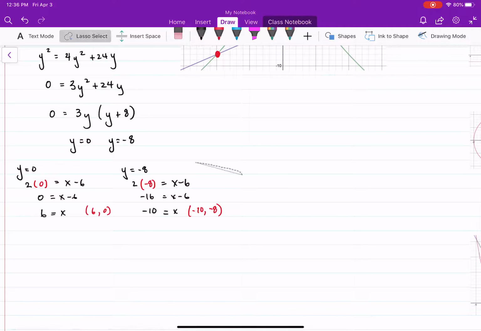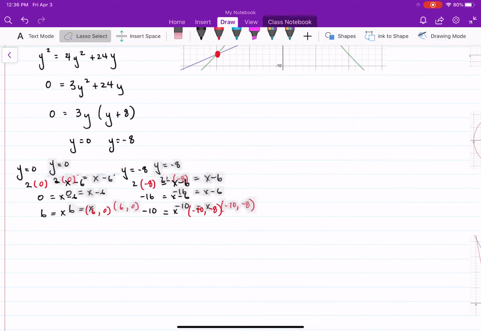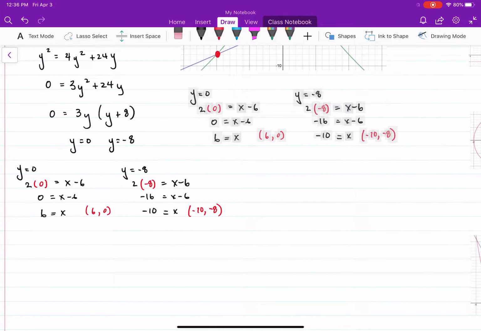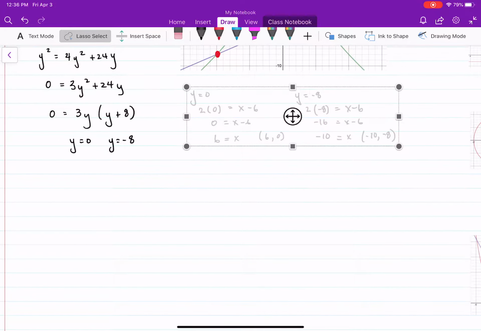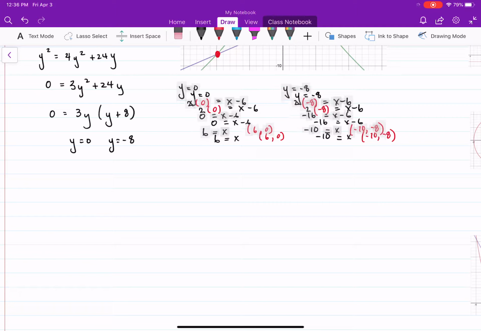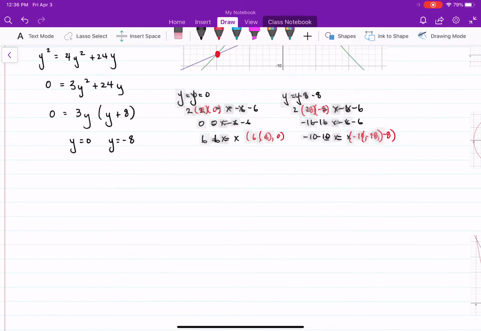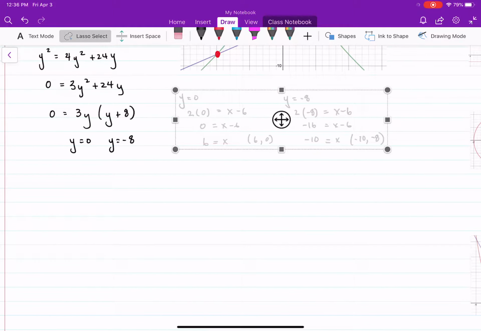So maybe I should take this and put it over here this time, just to save a little bit of space. Actually, let's do this. Let's bring that in just a tad. There we go. All right.